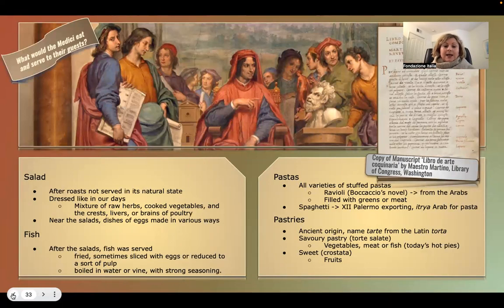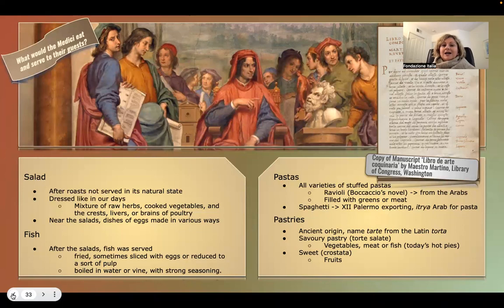We will have salads with all sorts of greens dressed like what we do today. Fish generally served after salads, then pastas, which still lingers today. All the varieties of stuffed pastas were actually continued during this time, remember that the Renaissance really continued the medieval culinary traditions. Ravioli are even mentioned in Boccaccio's novel, and Boccaccio is really of the period before the Renaissance.